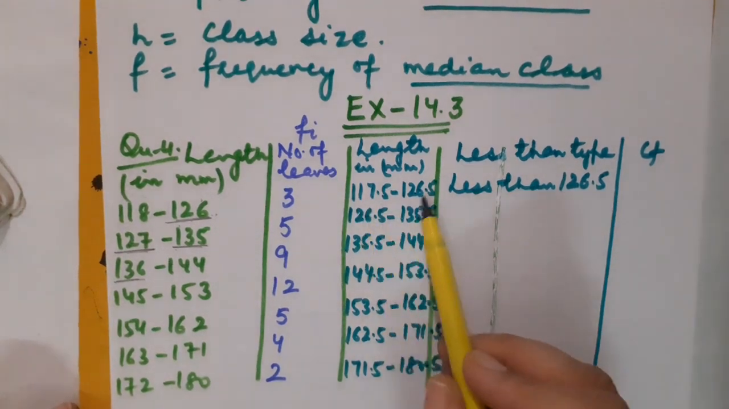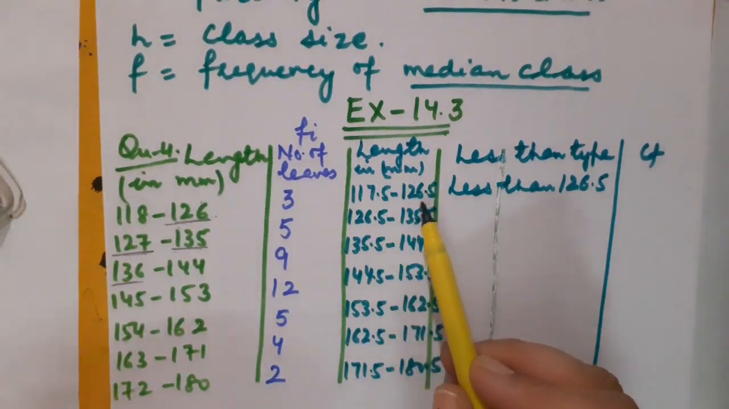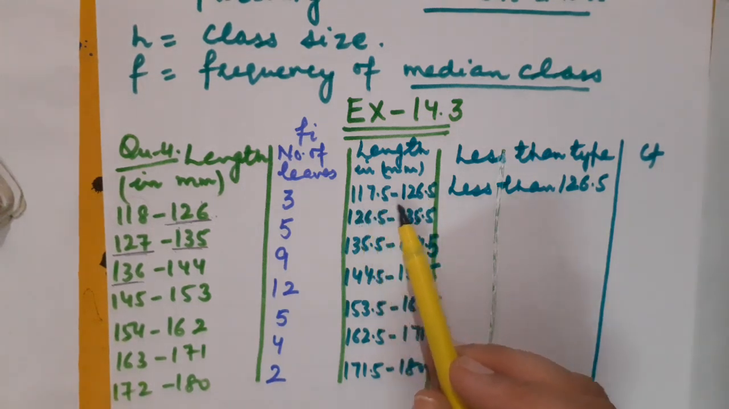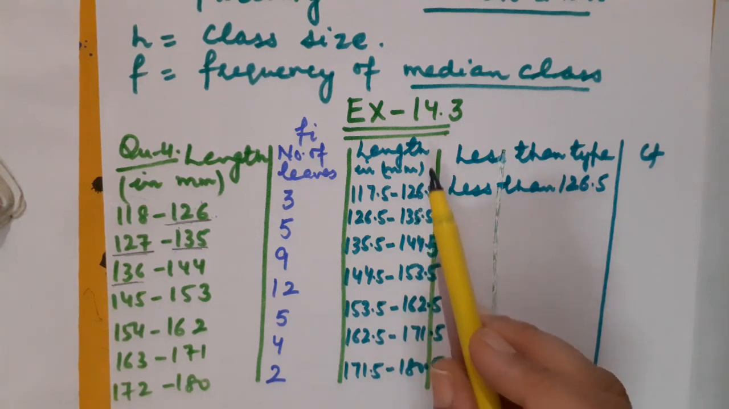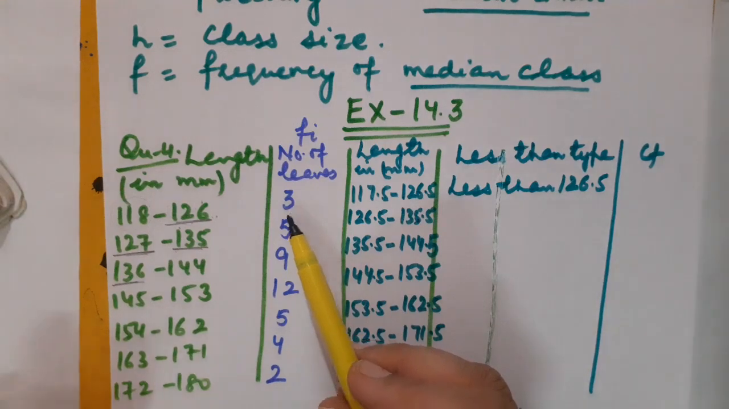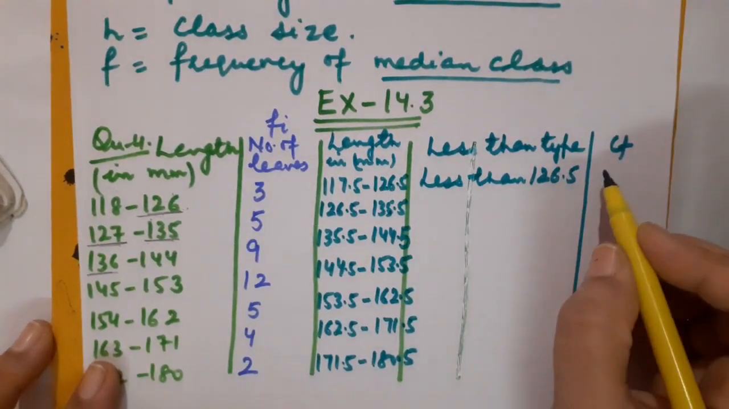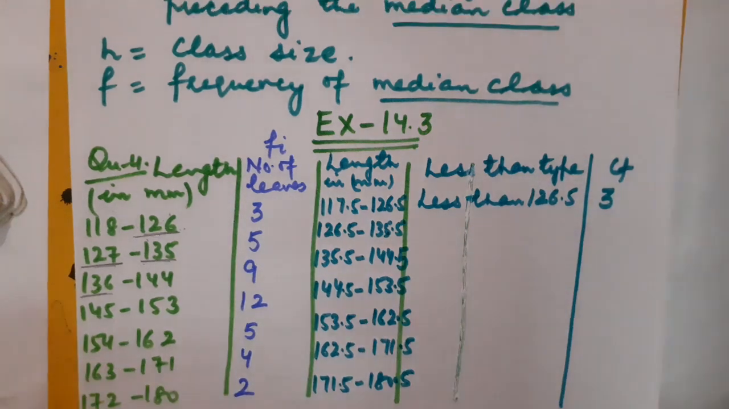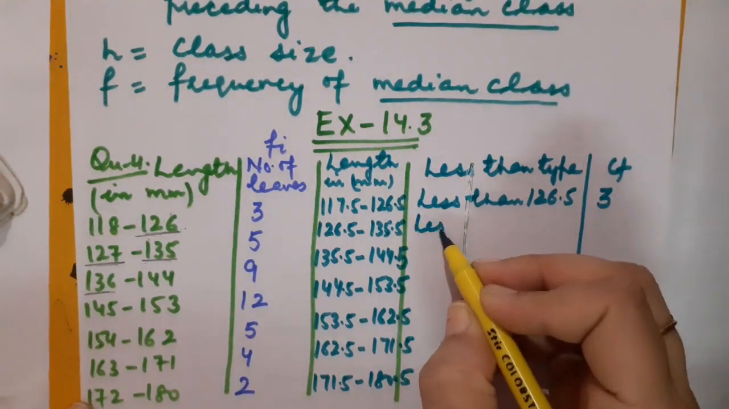Now just have a look. You know that whenever a class interval is given, we never include the upper limit. So you have to tell me the number of leaves whose length is less than 126.5. Then how many are they in number? They are 3 only. So 3 will be written in cumulative frequency.